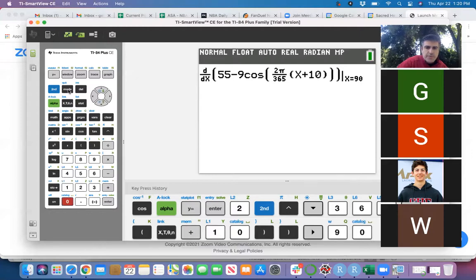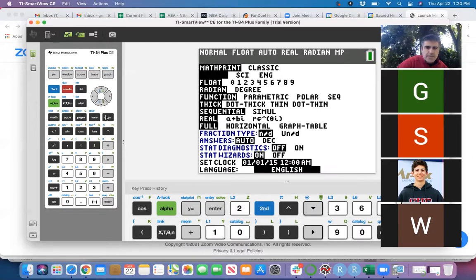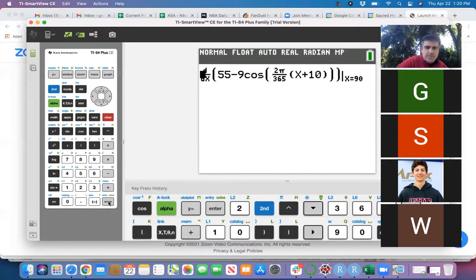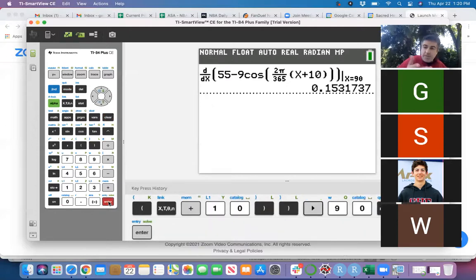And make sure your mode is radian. Yes, it is. So you got 0.153. The answer is B. There you go. So again, just using the calculator, be careful. That's what you're doing.